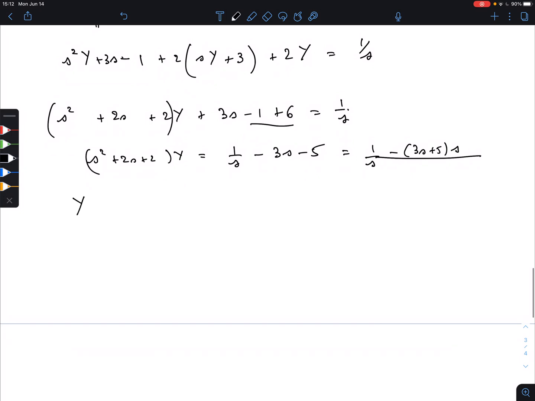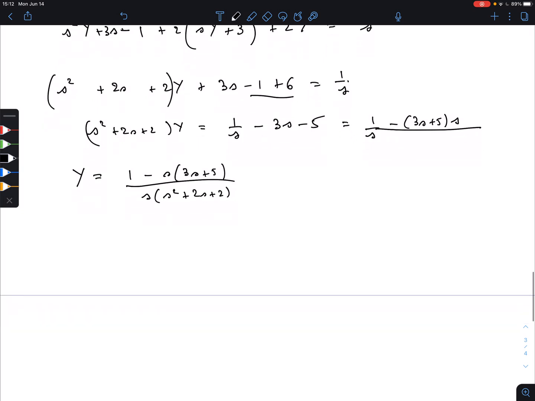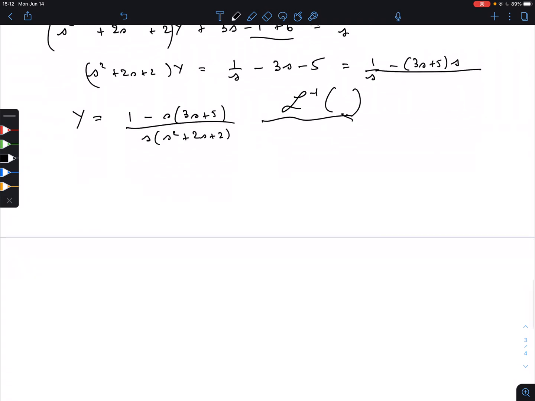Okay, so finally, capital Y is equal to 1 minus s times 3s plus 5 over s times s squared plus 2s plus 2. Okay, and now we have to just calculate the inverse Laplace transform. So this is the material from 8.2. So we have to factor the denominator further if possible, but this is not. So this time this is a quadratic irreducible.